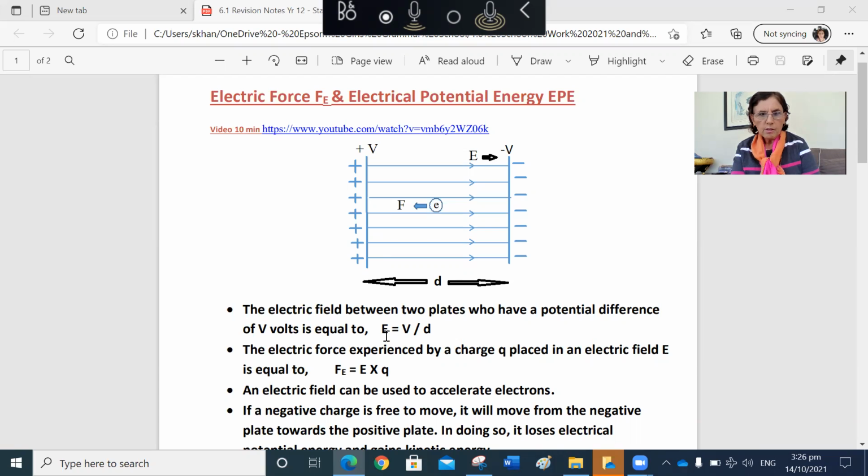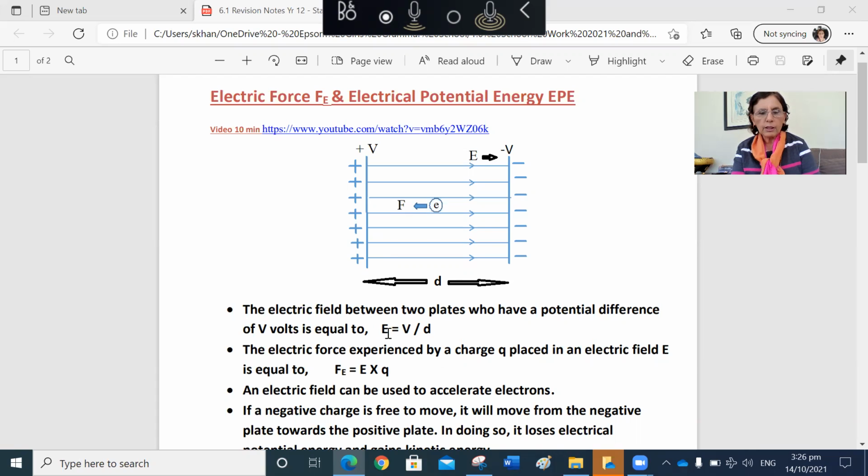If we look at this equation, if voltage is increased, the electric field will increase. We can say the electric field is directly proportional to the voltage between the plates, and inversely proportional to the distance between the plates. That means if the distance is increased, the electric field will be weaker.